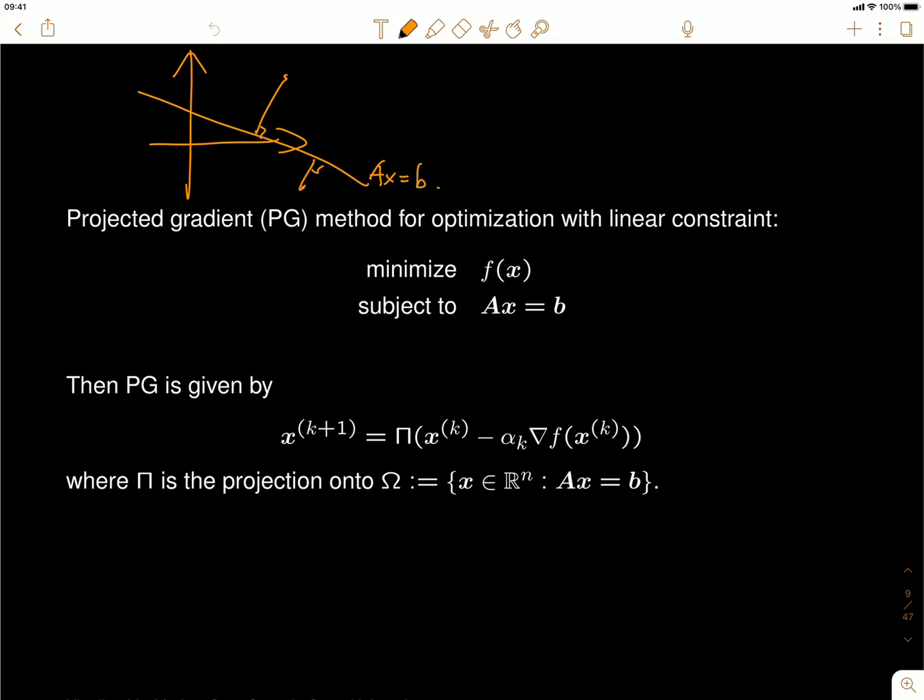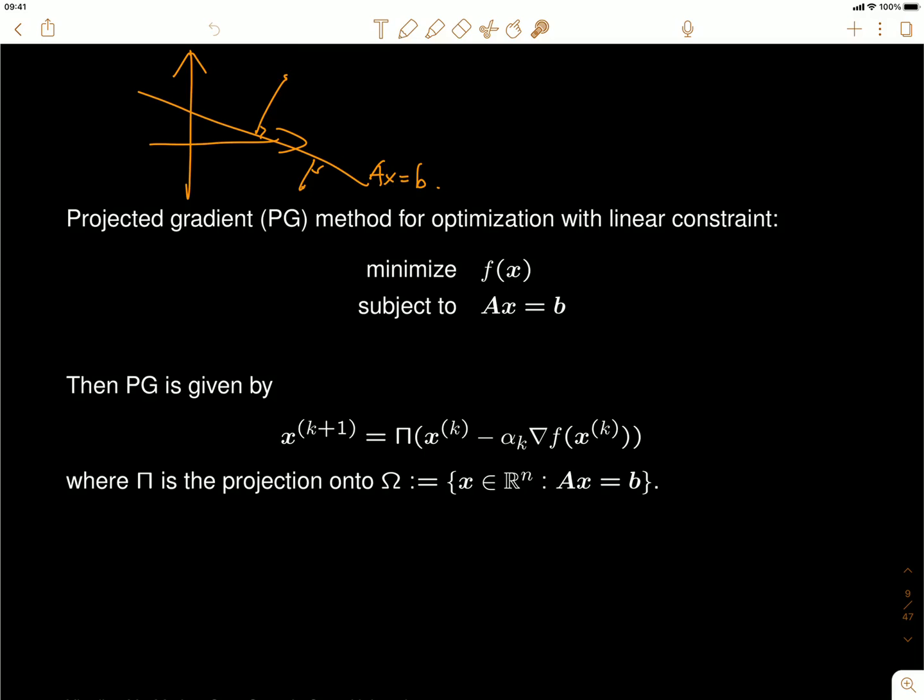Okay, now we consider the projective gradient method for solving a linear constraint problem. So we have this minimization problem where the objective function is given by f, and the constraint is quite special. It's a linear constraint, and it's an equality constraint. We just need x to satisfy this.